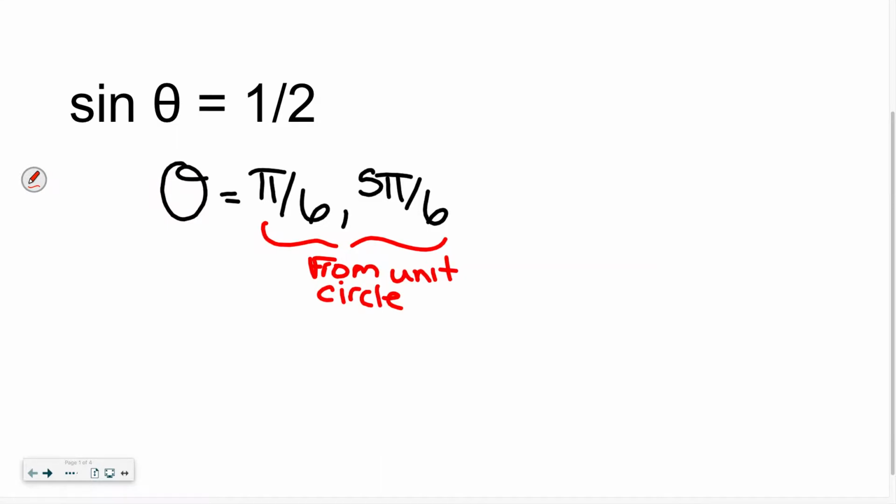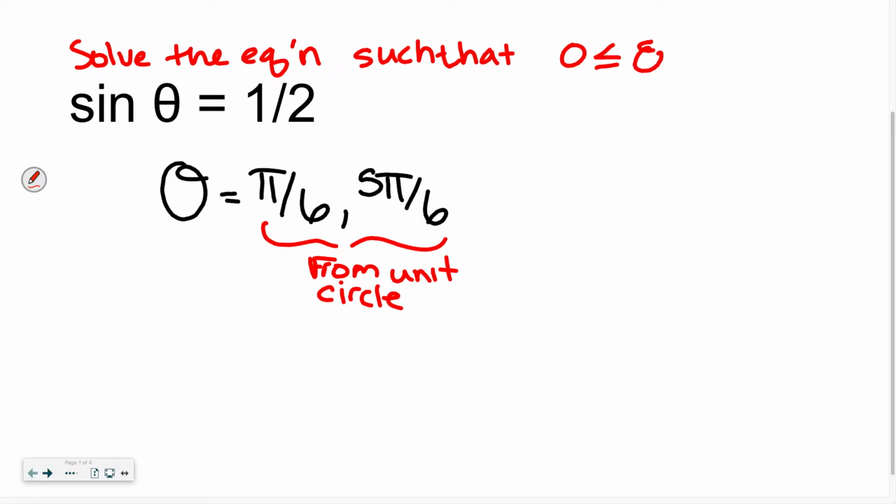Okay. And then this is where it gets, again, a little bit confusing: what are my answers supposed to be? It depends on the directions. So you'll have to read the directions when you're doing homework and solving. If I asked, solve the equation such that theta is between 0 and 2 pi, wouldn't those answers be acceptable?